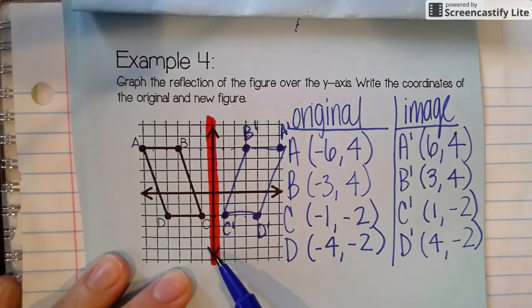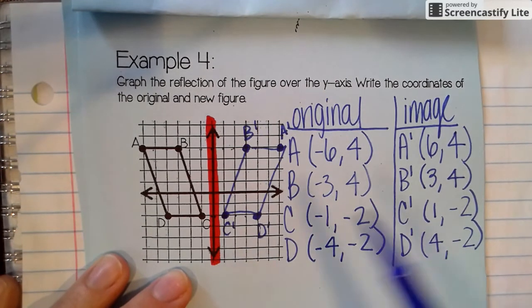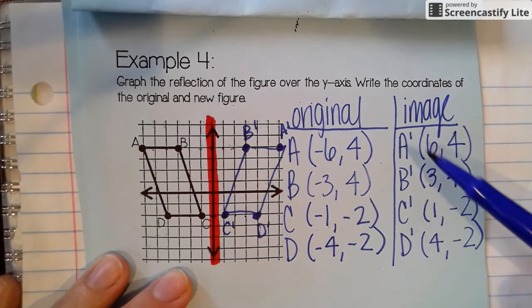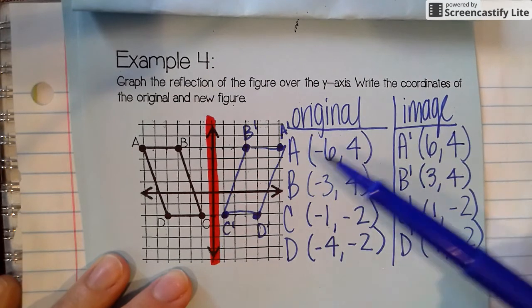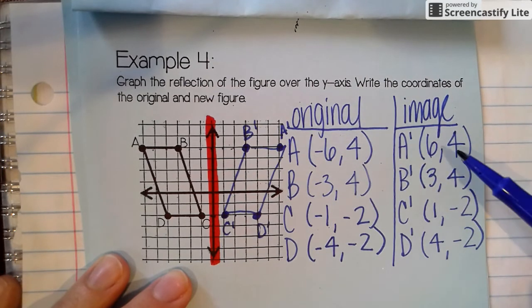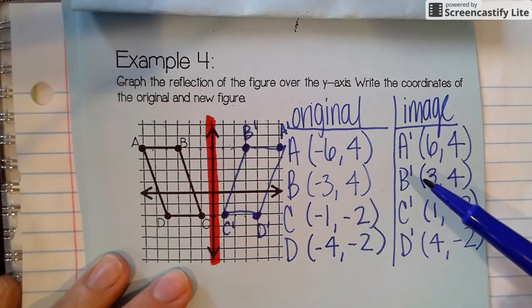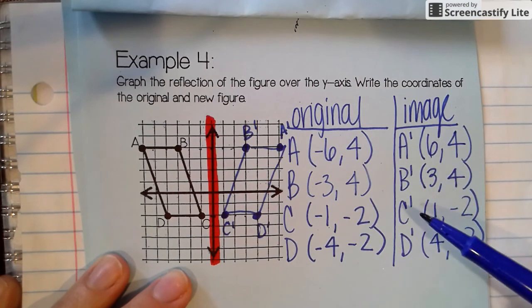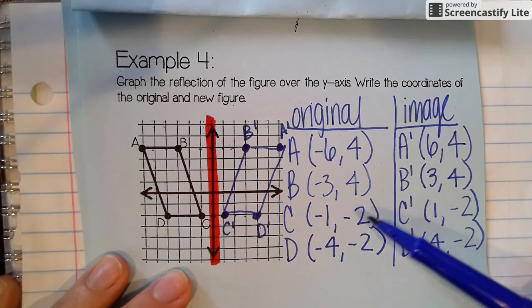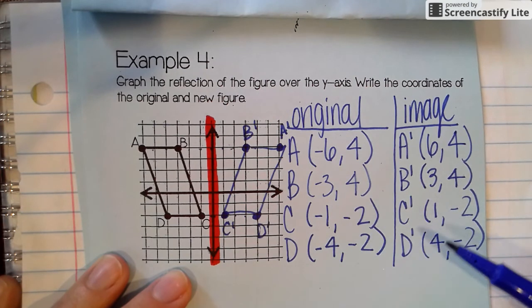Notice when you cross the y-axis, your x values change. So this was a -6, it turned to a +6. The 4 stayed the same, the y. -3 turned to 3, 4 stayed the same. -1 to 1, -2 stayed the same, -4 to 4, -2 stayed the same.